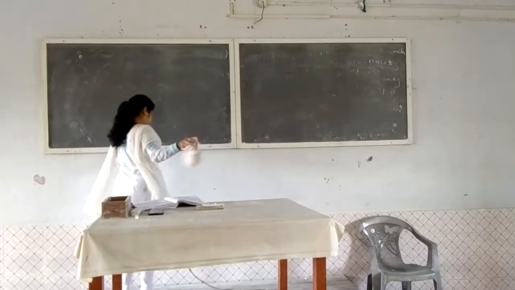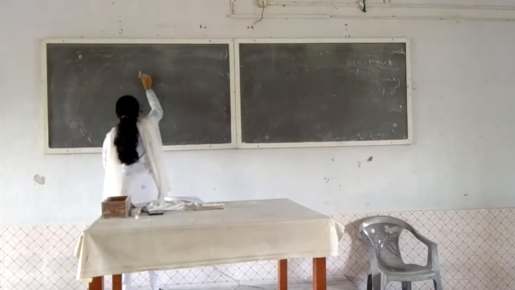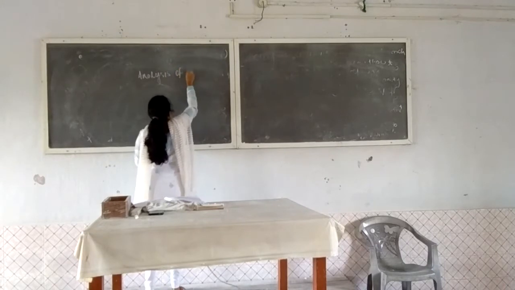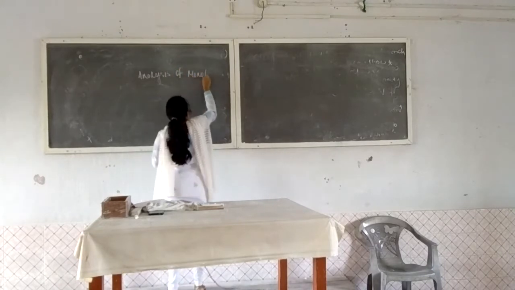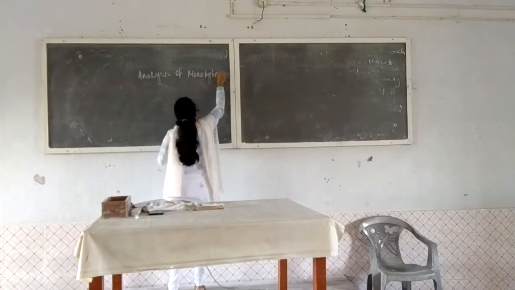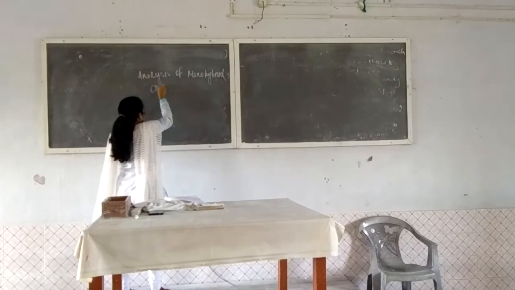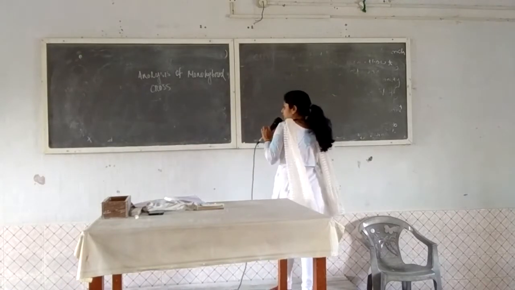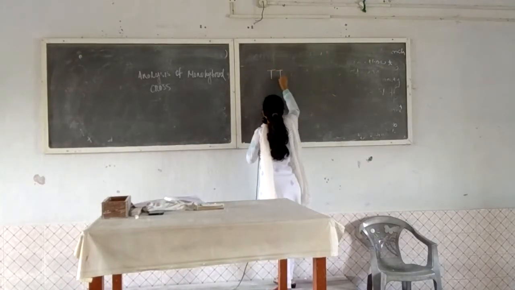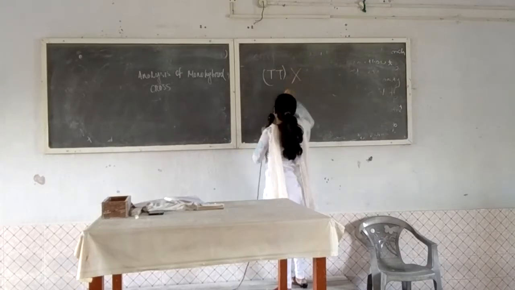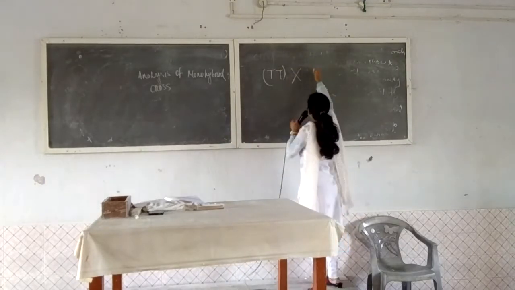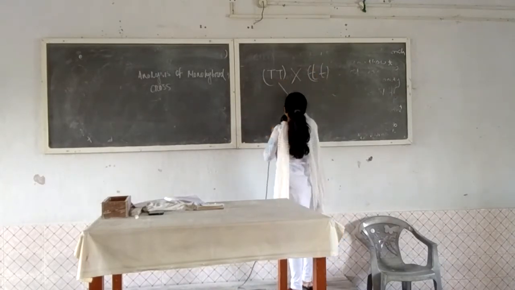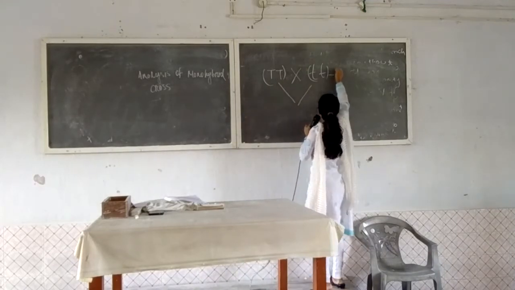Analysis of monohybrid cross. Mendel took a homozygous tall plant and hybridized it with a homozygous dwarf plant. Then these are the P1 generation.